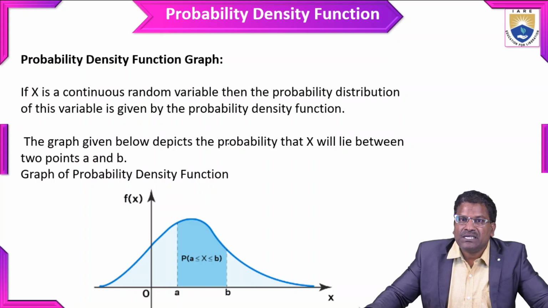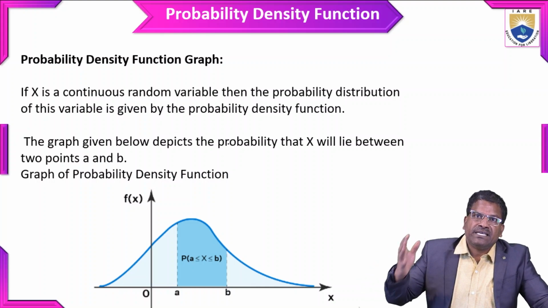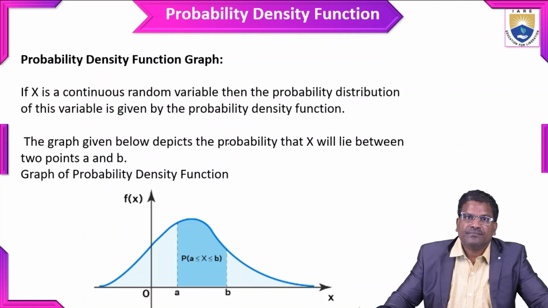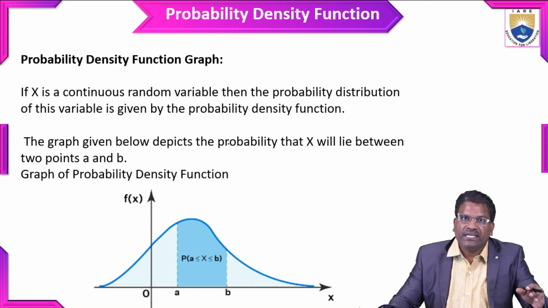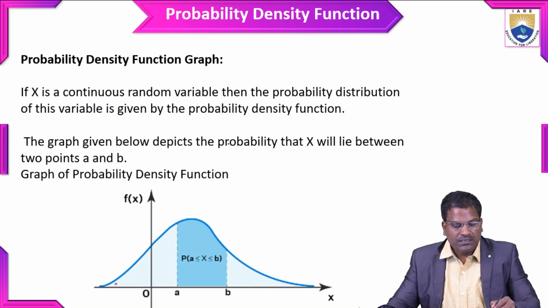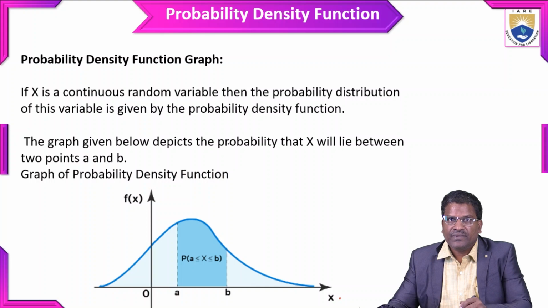Now let us analyze this bell-shaped curve. This is nothing but the probability density function graph. If x is a continuous random variable, then the probability distribution of this variable is given by the probability density function. So here f of x is defined by this curve, and under this curve some area is defined.